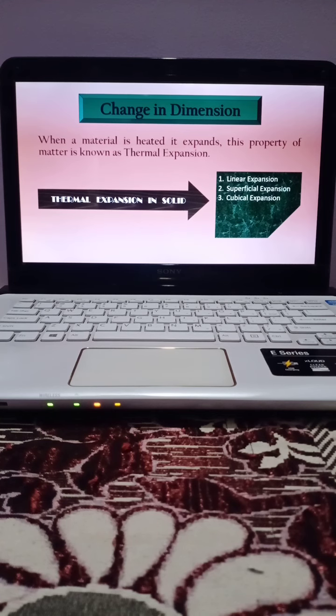Under this topic, in this video, we are going to see the topic change in dimension. Here we are going to see what happens to any material when heat energy is supplied to it. When heat energy is supplied to any material, it is going to expand, and this property of matter is called thermal expansion.